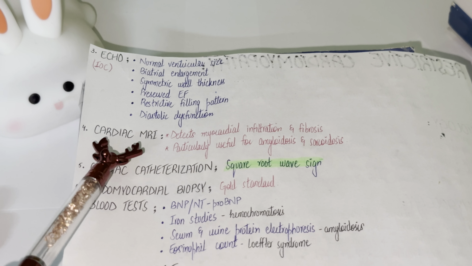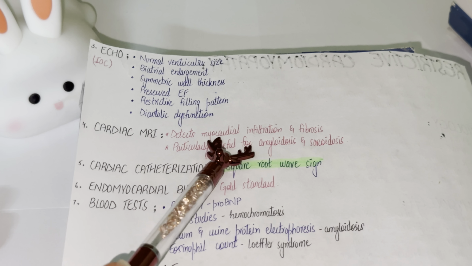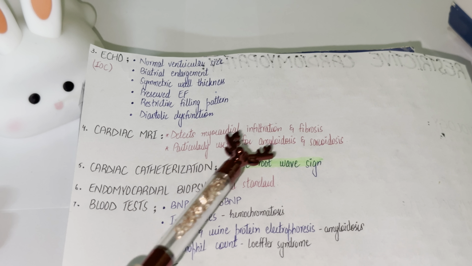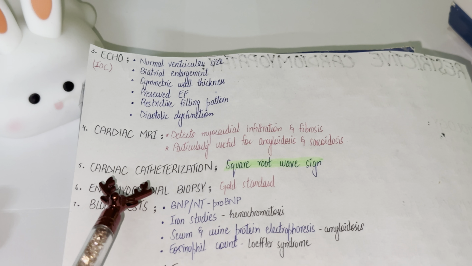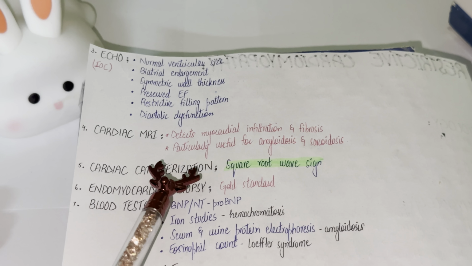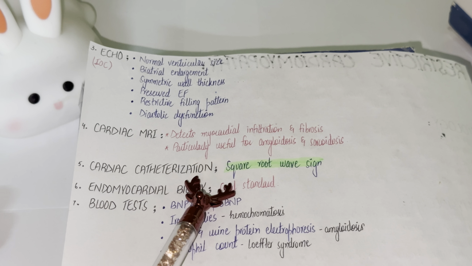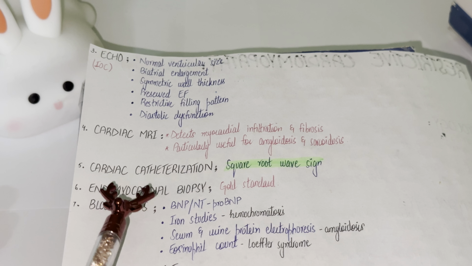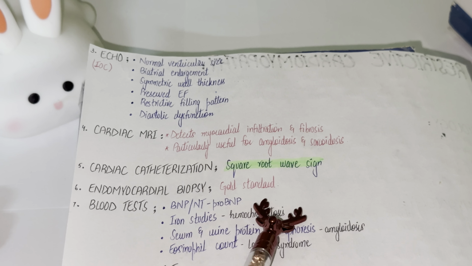The next imaging is cardiac MRI, and it detects myocardial infiltration and fibrosis and is particularly useful in cases of amyloidosis and sarcoidosis. Then comes cardiac catheterization, and an important sign of restrictive cardiomyopathy seen in cardiac catheterization is the square root sign. The next investigation is endomyocardial biopsy, which is the gold standard.